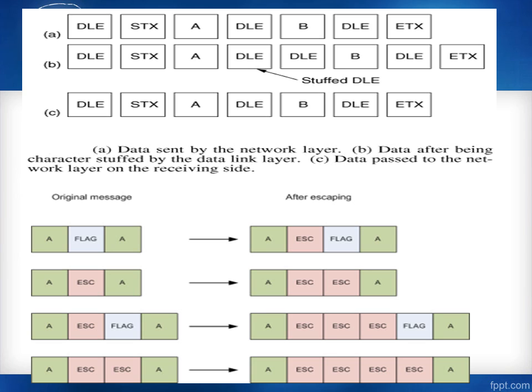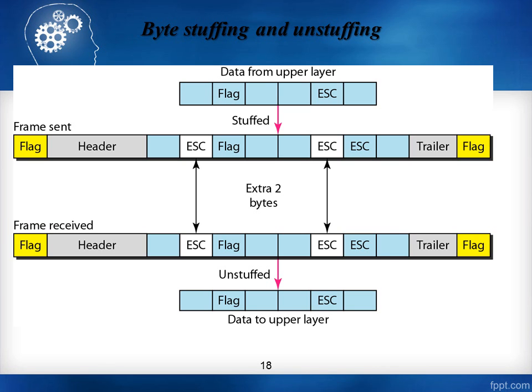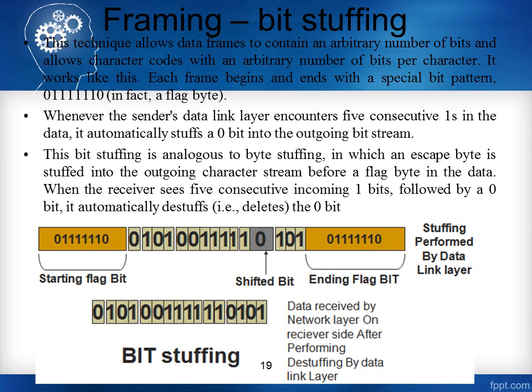So we observe how the data is going to be forwarded based on character stuffing by the data link layer, which you are going to forward to the receiver, and the receiver is going to receive the data after escaping the bits that have been added. This is another example where we are going to use flag bytes at the starting and ending of each frame that you are going to forward.